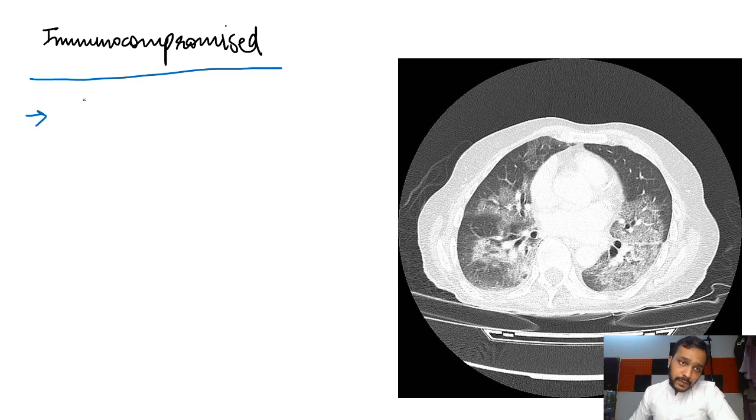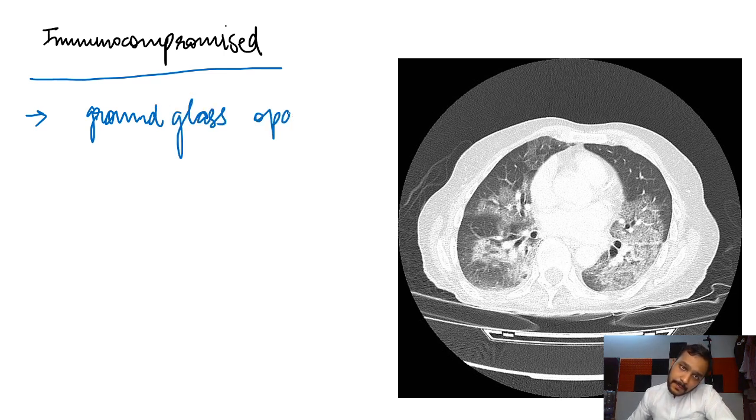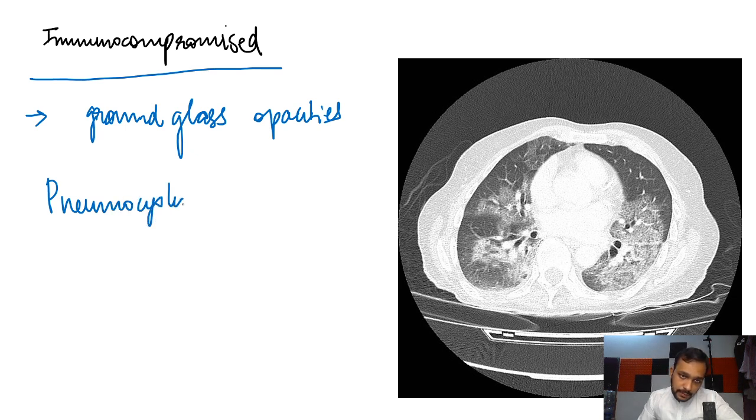Okay, this was an immunocompromised patient. On CT scan, we can see ground glass opacities in bilateral lung fields that are predominantly central in location. So guys, this was a case of Pneumocystis jirovecii infection.